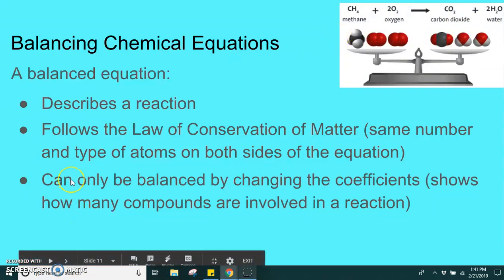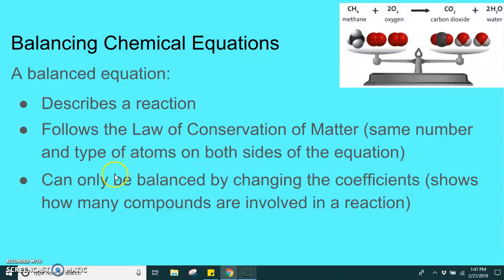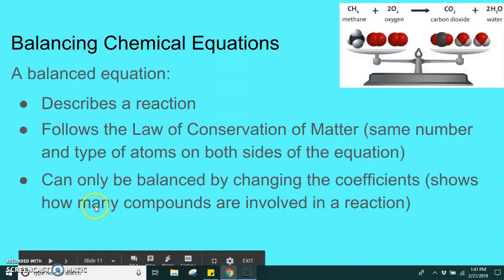But the biggest or most important thing that you have to remember is they can only be balanced by changing the coefficients in front. I'm going to put numbers in front to change them. I'm not going to change formulas. If I change formulas, then I change the reaction. So I'm not changing the compounds that are involved. I'm just changing the coefficients in front, meaning instead of only 1 of those, I now have 2 of them reacting.